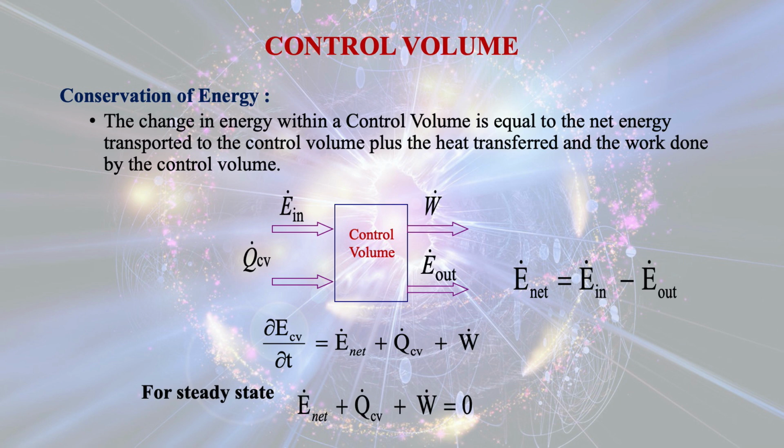Now for a steady state, we all know that properties will not change with time. So for a steady state, ∂E_CV/∂t is equal to 0. So for a steady state, the equation becomes E dot net plus Q dot CV plus W dot is equal to 0.